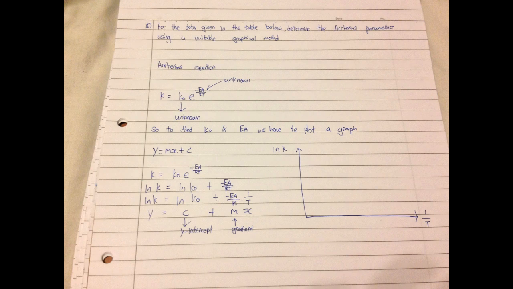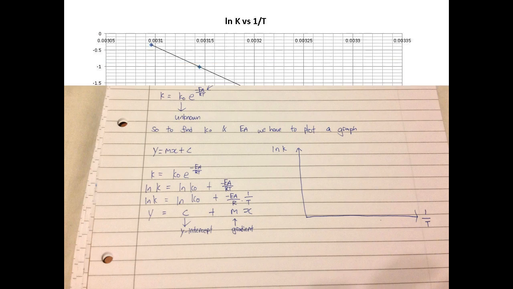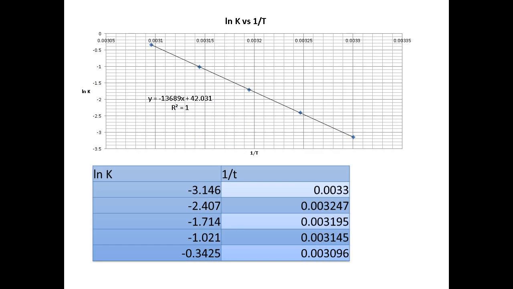However, before plotting the graph, we have to convert our values given in the table above into our desired values of ln k and 1 over T. After the data was tabulated, Excel was used to plot the graph. As we can see from the graph, this gave us a linear line with an equation of y equals negative 13689 x plus 42.031.